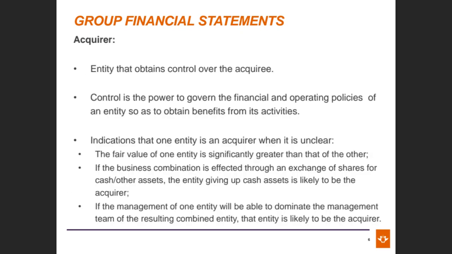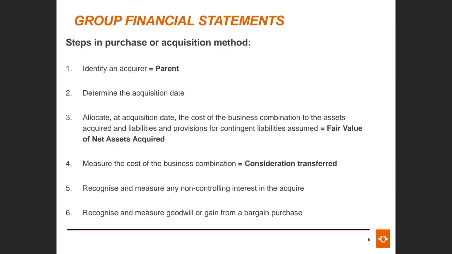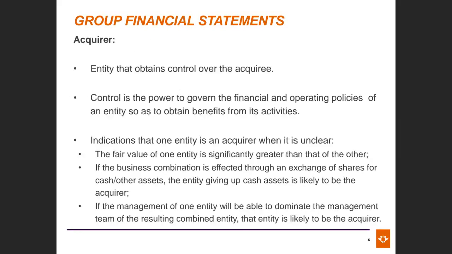So now we have looked at the steps. Let's have a look at the acquirer. We said that the first step was to identify the acquirer. This is known as the parent. This is the entity that is going to obtain control over the acquiree. So what is control? How do we know if a company has control over another company? Basically, control is the power to govern the financial and operating policies of another company so as to obtain benefits from its activities.